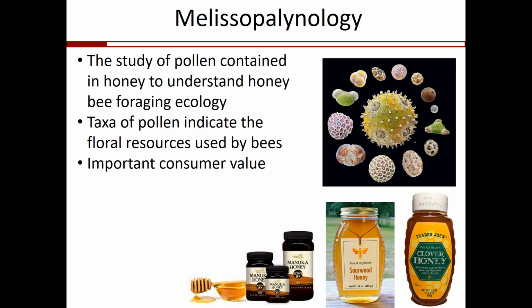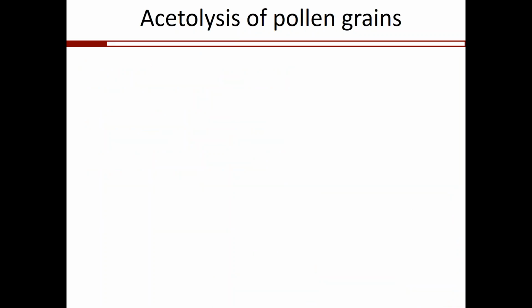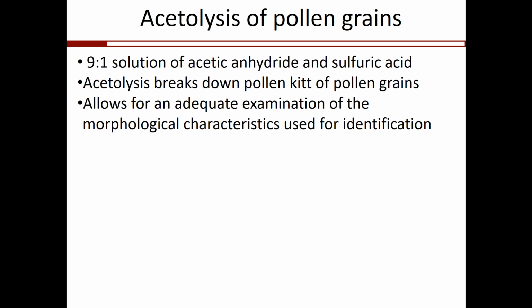And then we have Manuka honey, which is from New Zealand. That's highly regarded because of its antimicrobial activities, and it's supposed to be way better with the antimicrobial activities compared to other types of traditional honey. And most leading honey producers, especially in Europe, actually require accurate labeling of the honey, but the United States does not. So how we do this is we first acetylize the pollen grains.